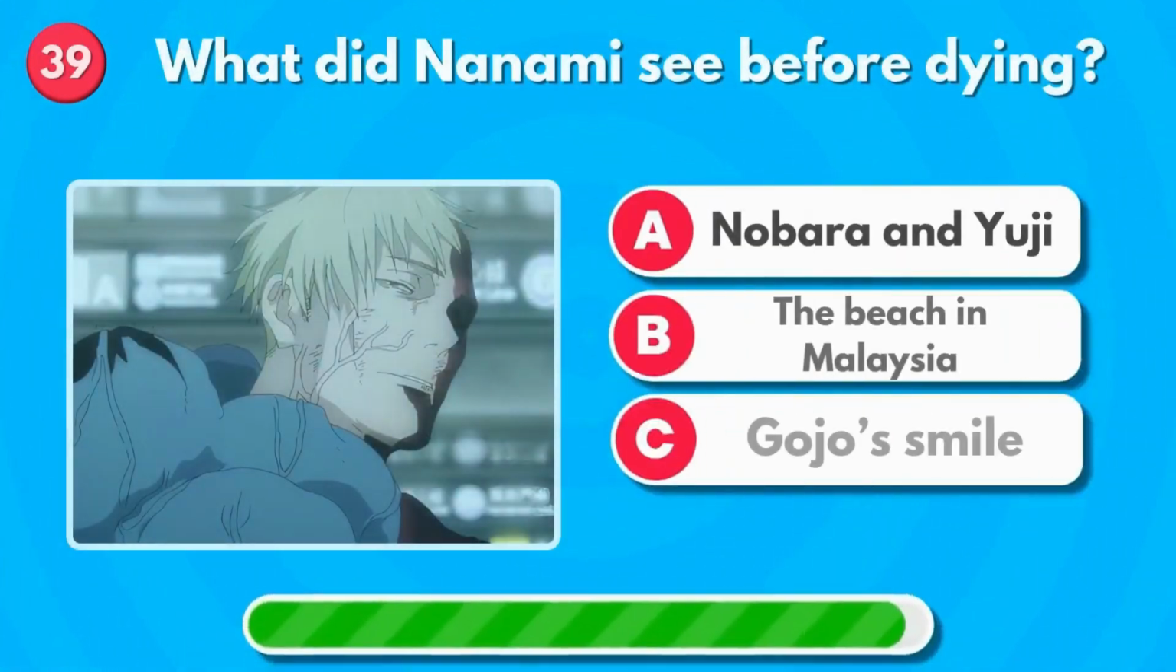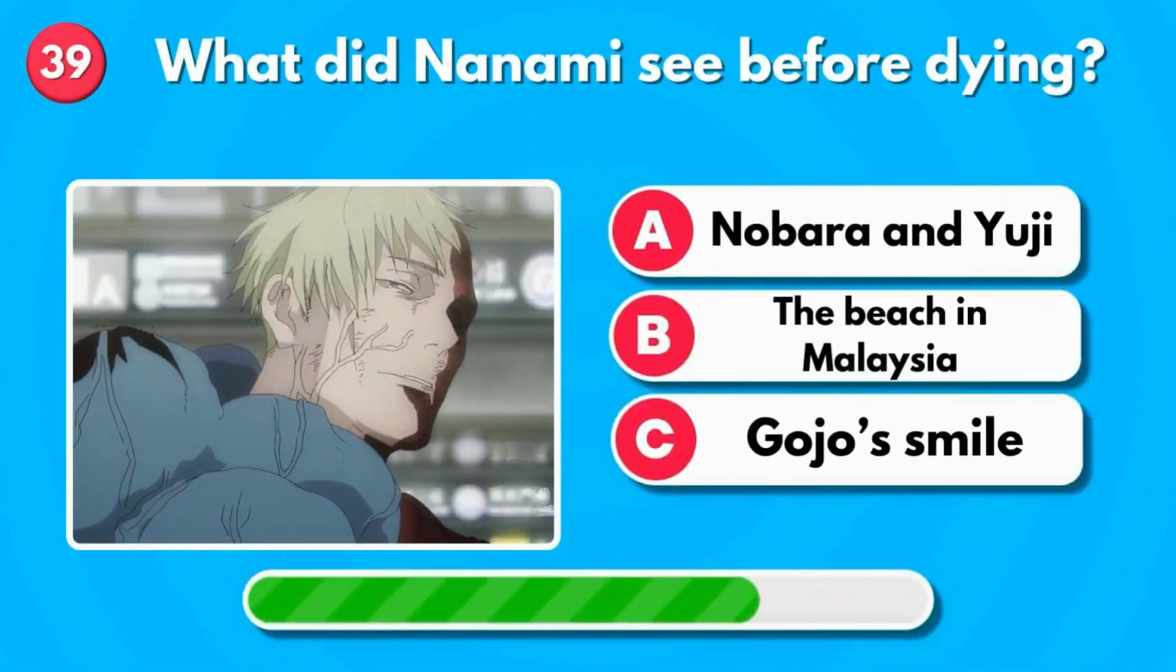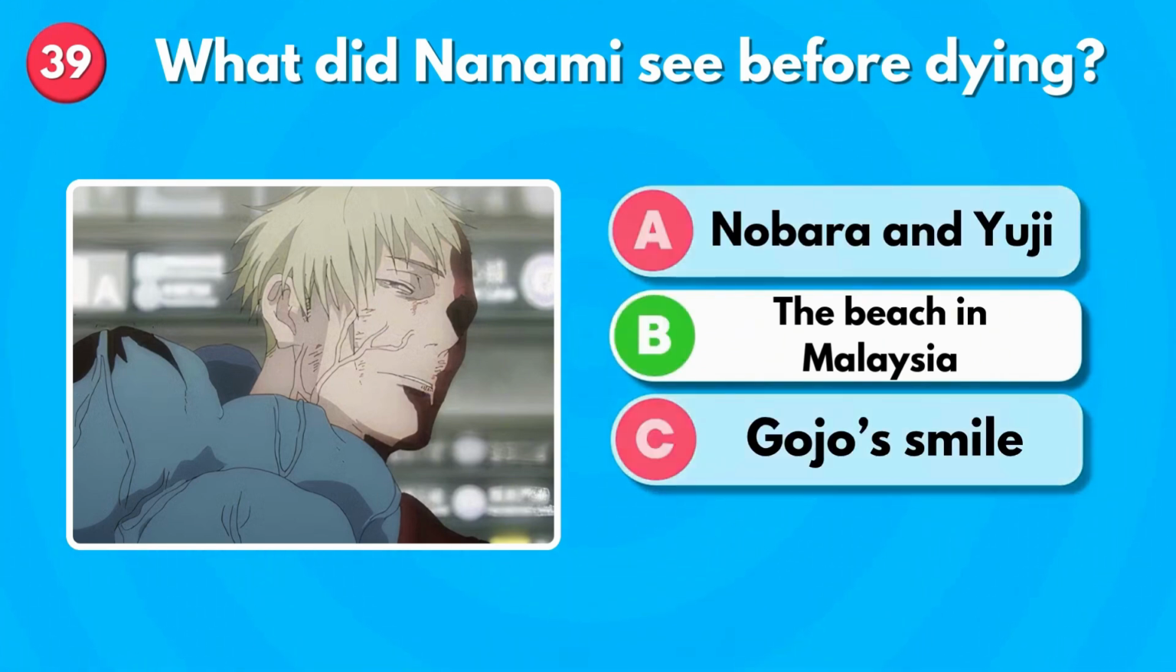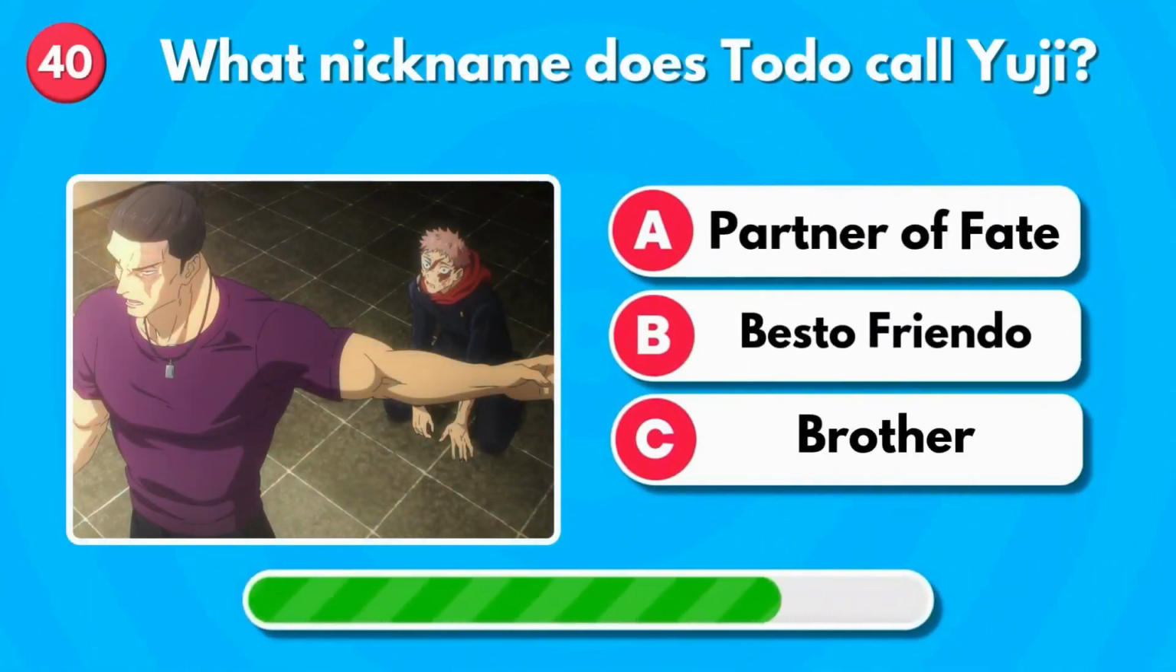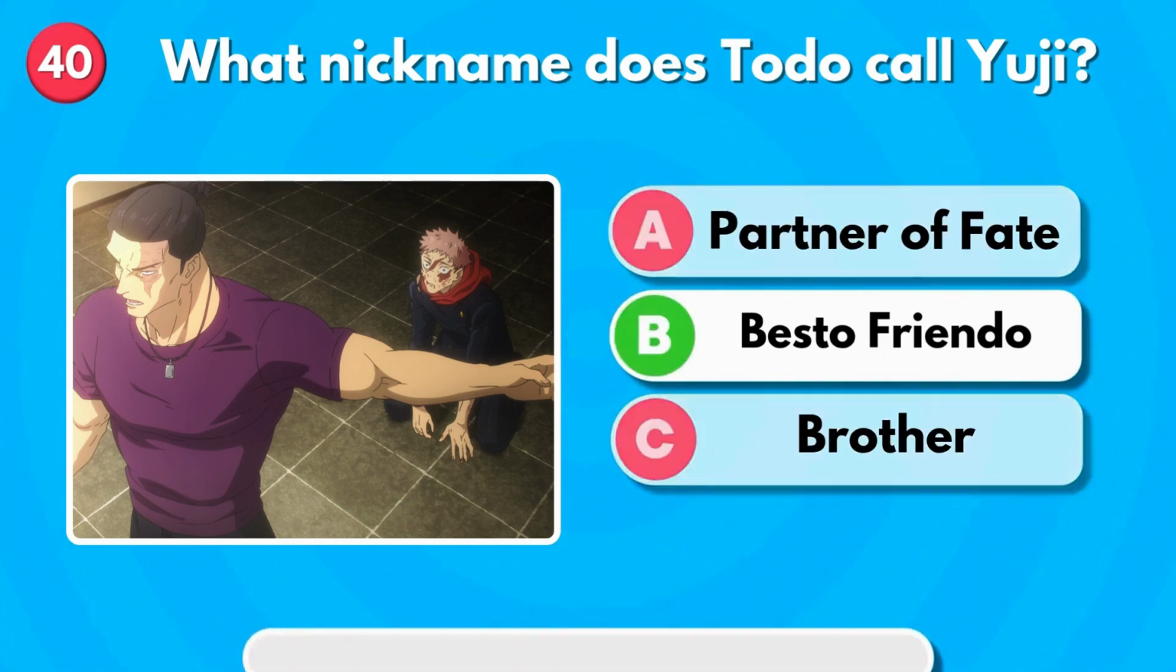What did Nanami see before dying? The beach in Malaysia. What nickname does Todo call Yuji? Presto Friendo.